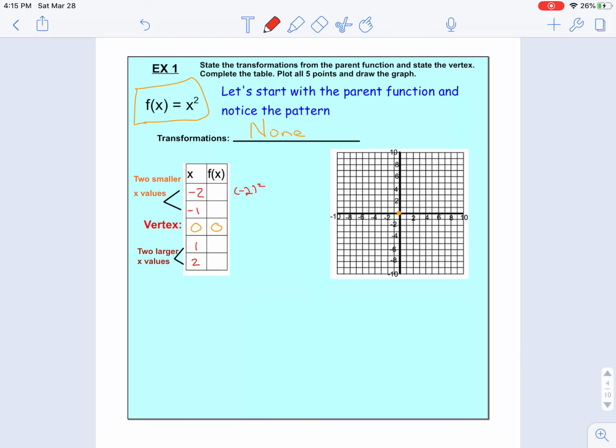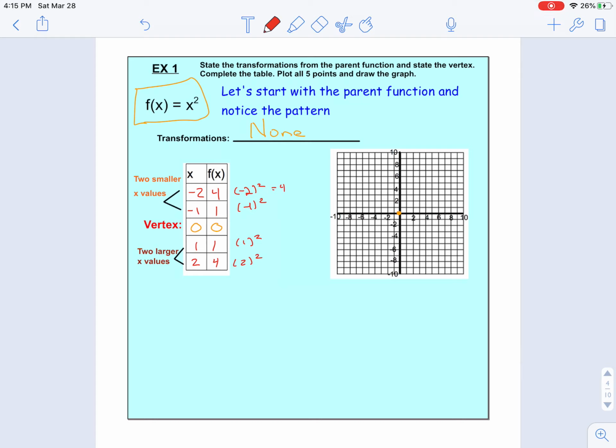Well, f of x is just -2 squared, -1 squared, 1 squared, 2 squared. All right, so negative 2 squared is equal to 4. Negative 1 squared is 1. 1 squared is 1. 2 squared is 4.